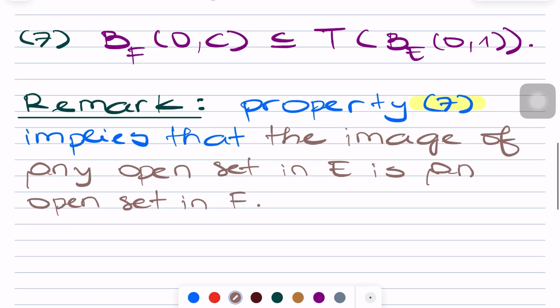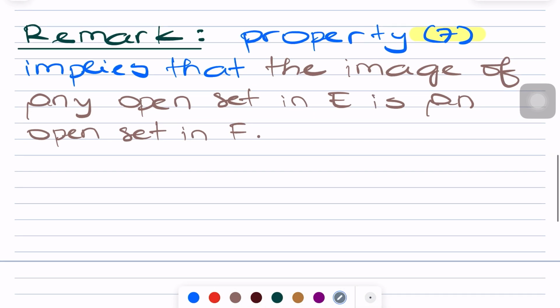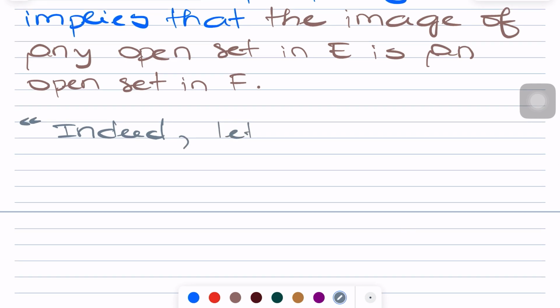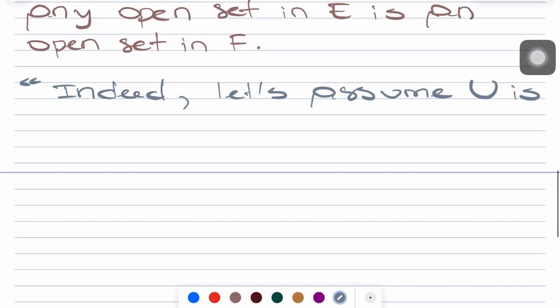So let's have a very quick proof. Let's prove the statement. Indeed, let's assume U is open in E, and let's prove that.